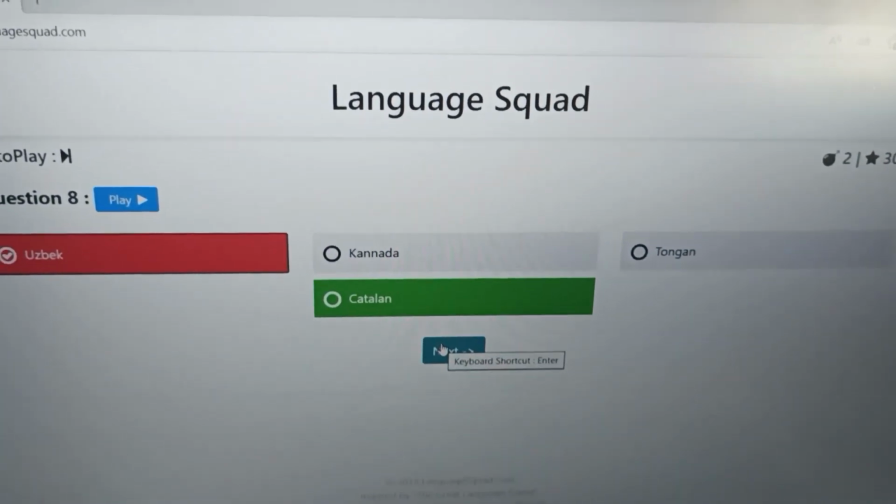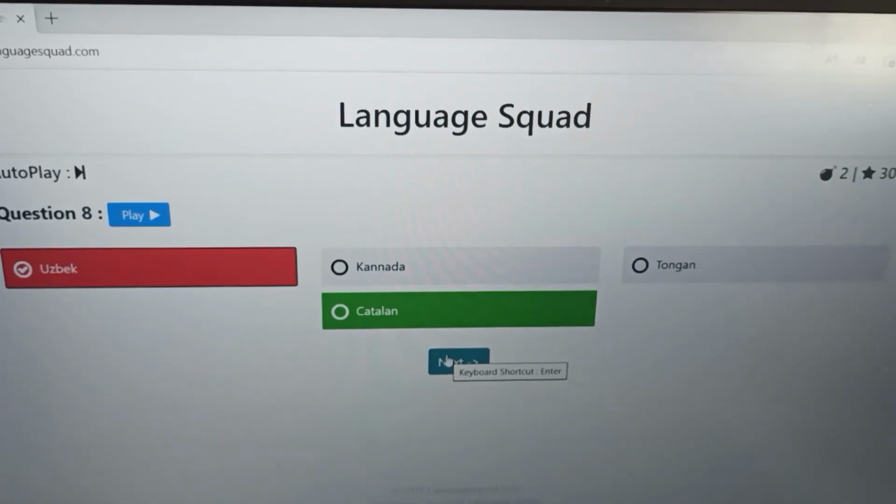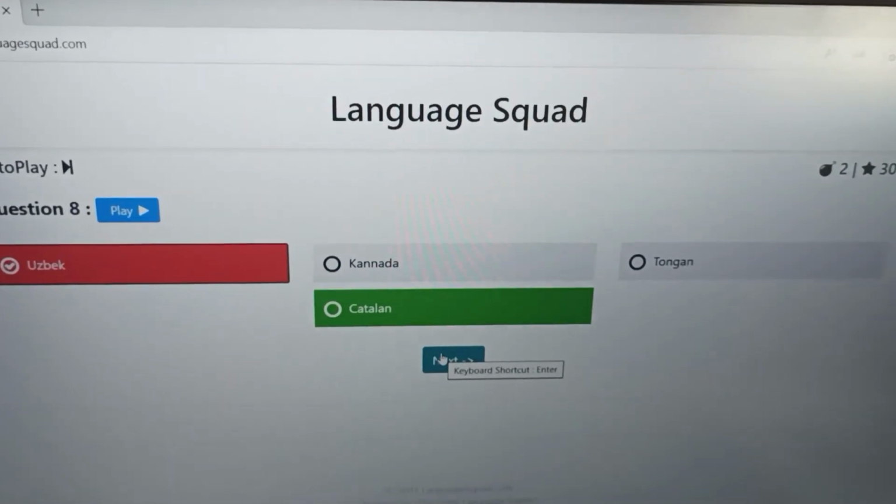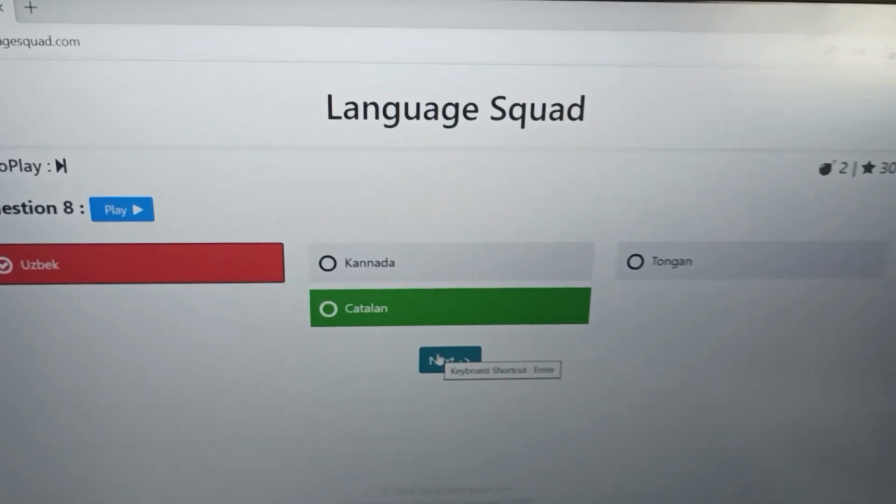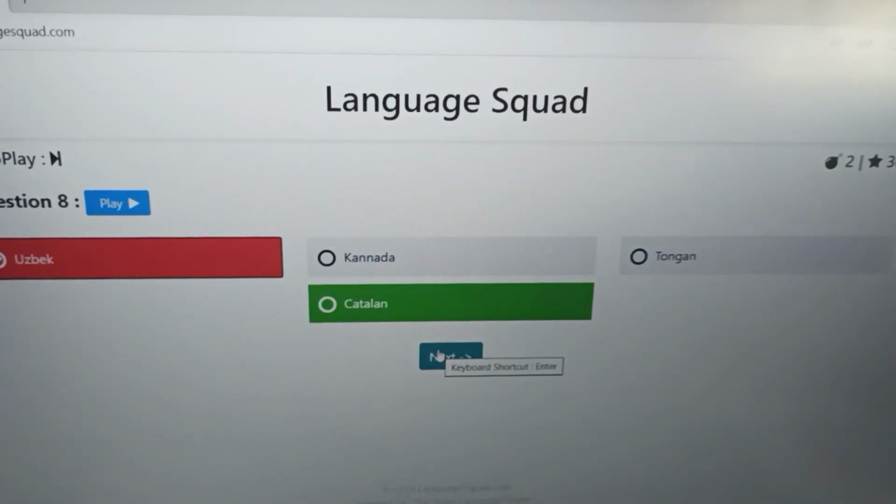This is the big problem for me to recognize Catalan because I don't know if this is standard Catalan or just a Valencian accent.